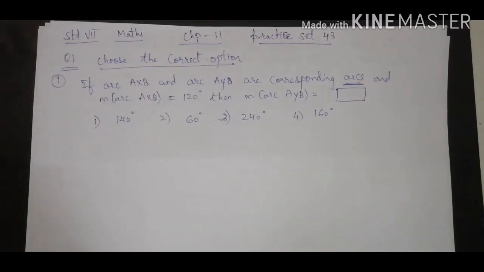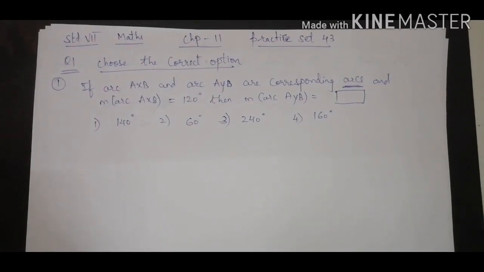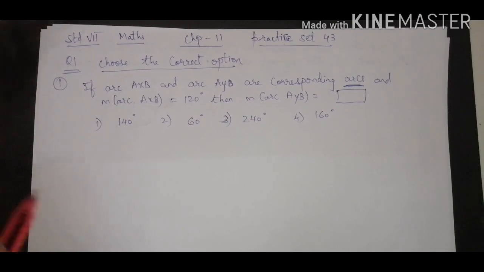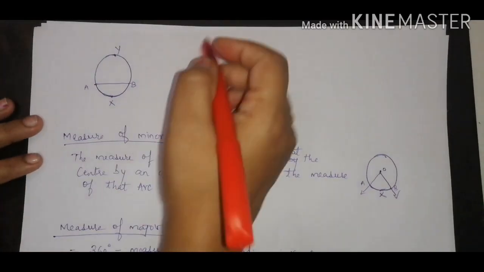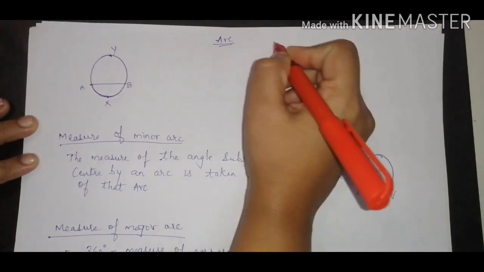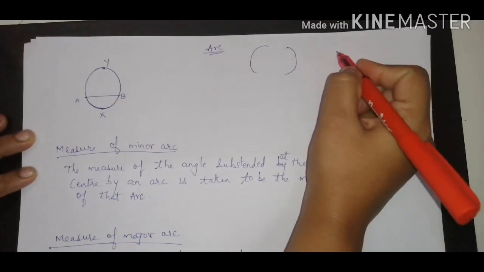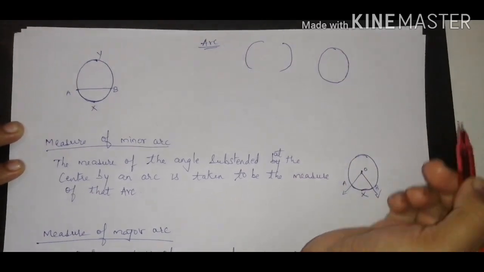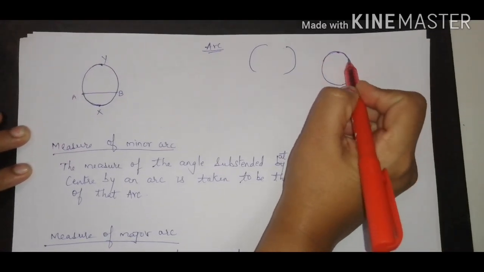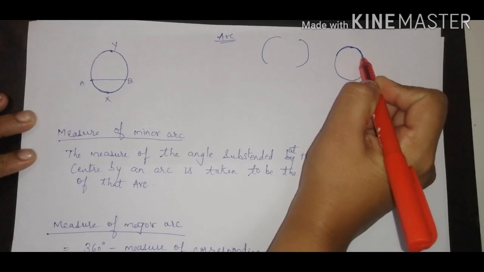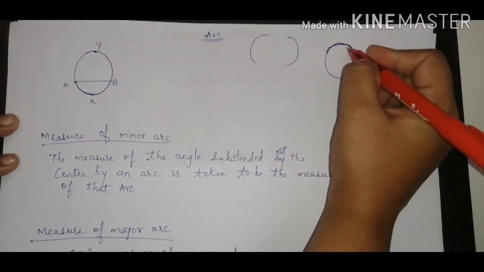So let me explain about some arcs and two formulas in detail. Children, what is an arc? An arc is nothing but a part of a circle. It is one of the parts of the circle. This is a circle. If I take only this much part, this is one part of the circle only, so this is called an arc.